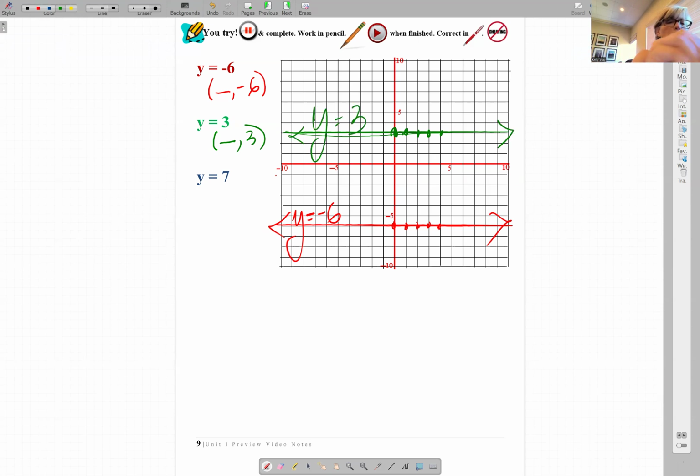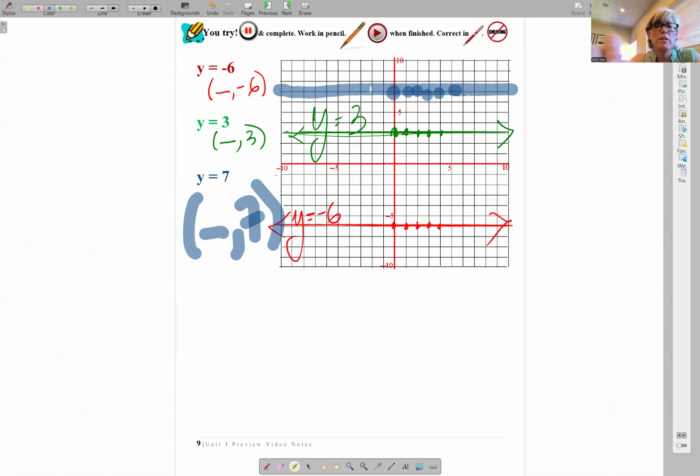Y equals 3, y equals 7 therefore is also a horizontal line. This is all the points where I have a blank comma 7. And so that's 5, 6, 7. That's 0, 7, 1, 7, 2, 7, 3, 7, 4, 7. And it is a horizontal line. So all of those y equal anything are horizontal lines.